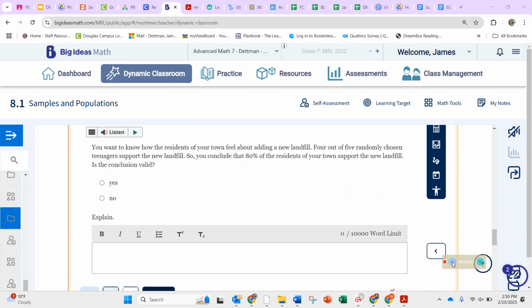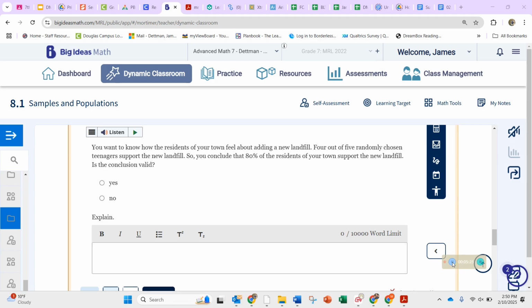So based on the same one about the landfill, we have a new question for you. You want to know how the residents of your town feel about adding that landfill, right? 4 out of 5 randomly chosen teenagers support the new landfill. So you conclude 80% of the residents of your town support the new landfill. Is this conclusion valid? So make a guess right now in your head.